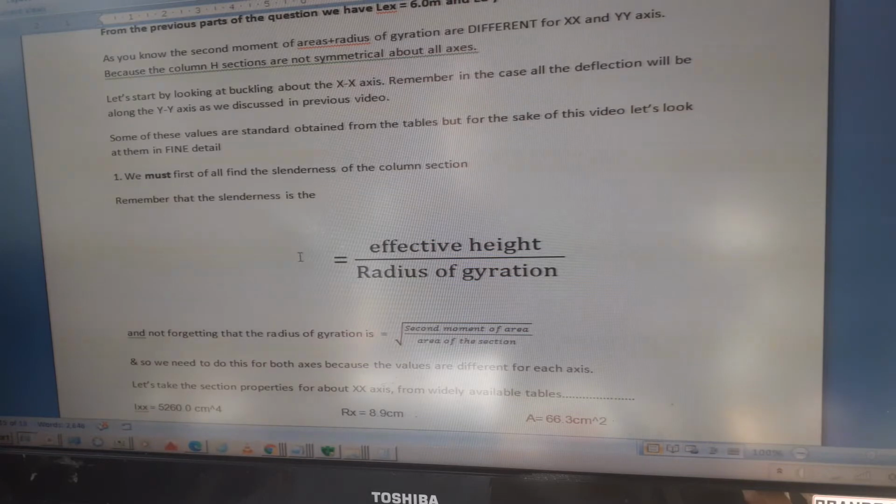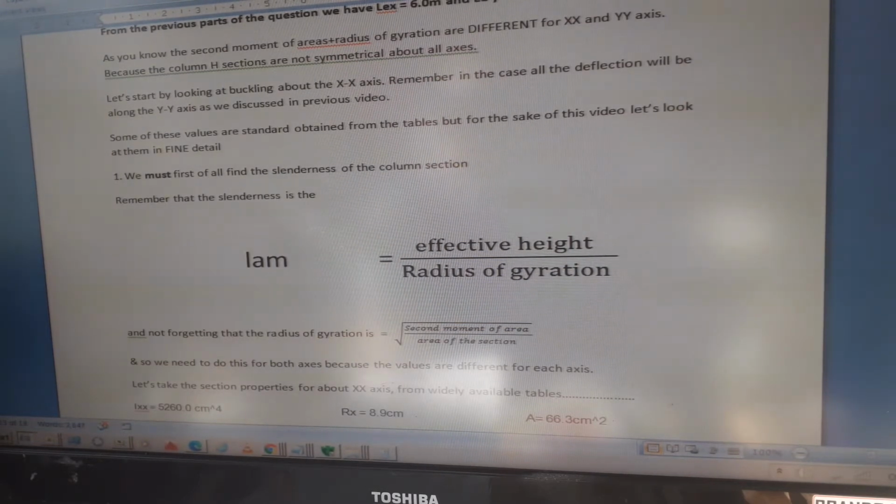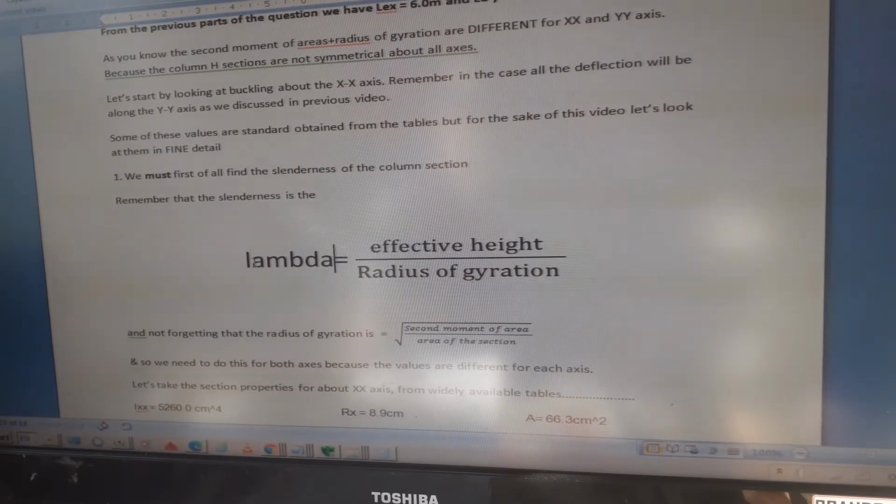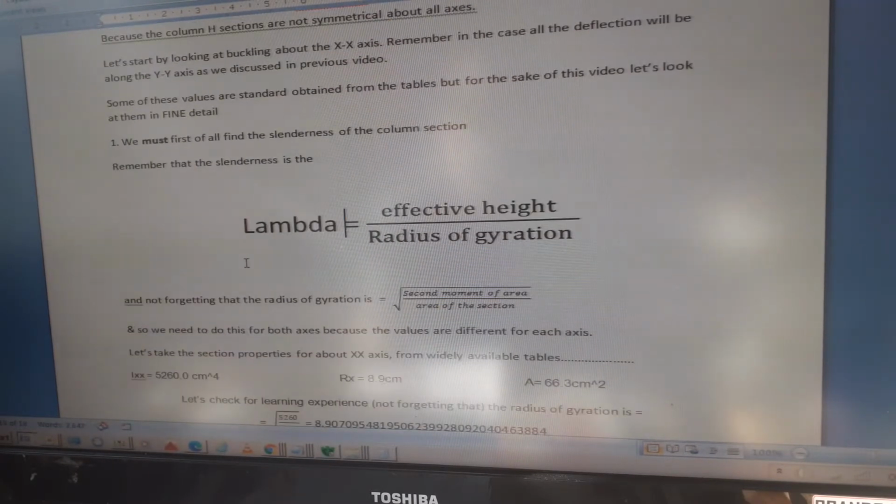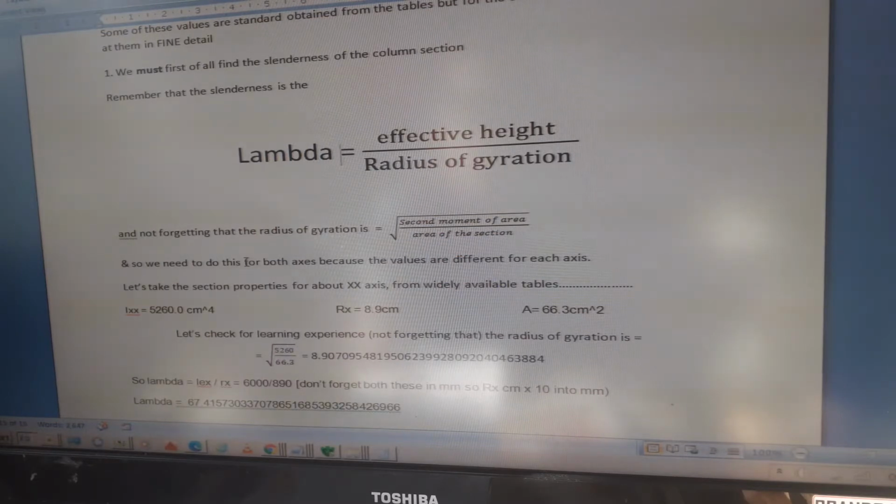Remember that the slenderness is written lambda. Lambda is effective height divided by radius of gyration, and not forgetting that the radius of gyration is the square root of the second moment of area, also known as moment of inertia, divided by the area of the section. We need to do this calculation for both axes because the values are different for each axis.